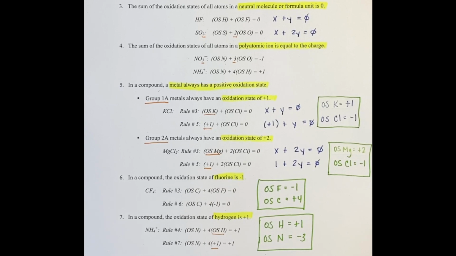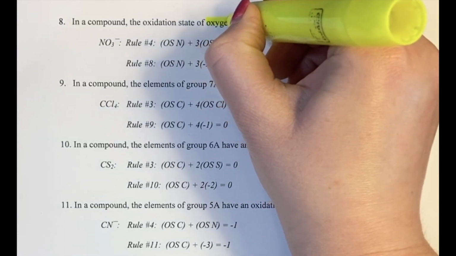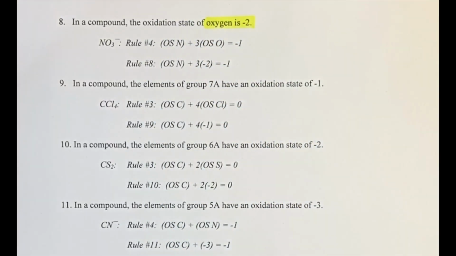Again, these oxidation states are consistent with charges that we might expect for these atoms, but that will not always be the case. Rule 8 deals with oxygen. It says that in a compound, the oxidation state of oxygen is -2. So we can use this rule in the example of the nitrate ion.